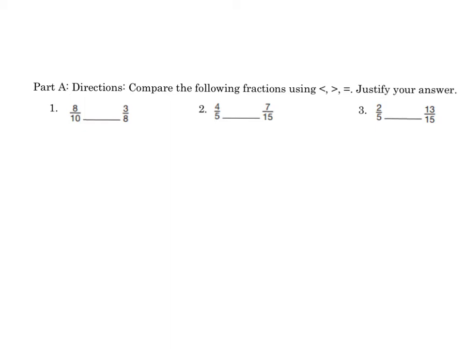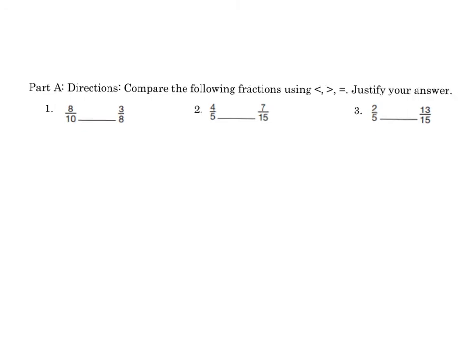The directions say, compare the following fractions using the less than, greater than, or equal to sign. Justify your answer. So on number 1, we have 8/10 versus 3/8. Well, I know that 8/10 is very close to a whole. So that is close to one whole, where 3/8 is less than a half, because half of 8 is 4. So I know that 8/10 has to be greater without making common denominators. But if you feel like making common denominators, you can.